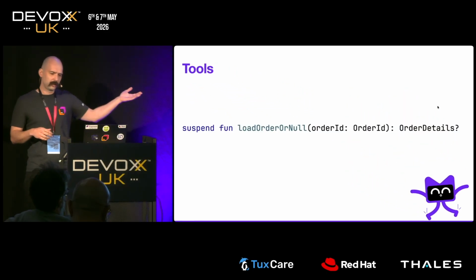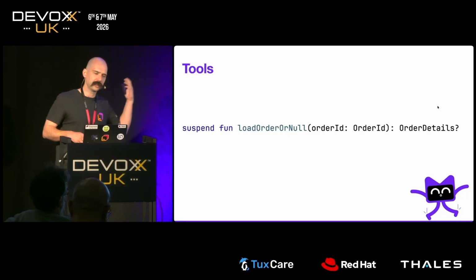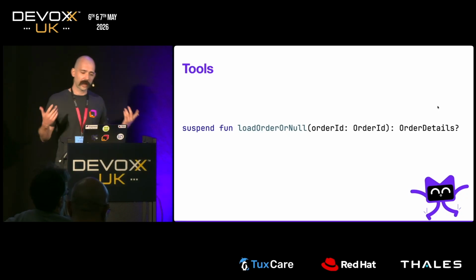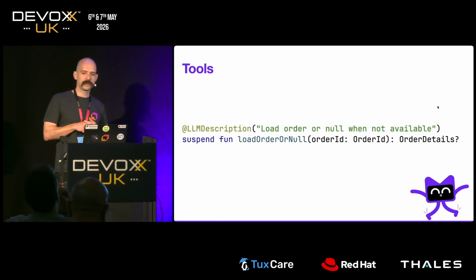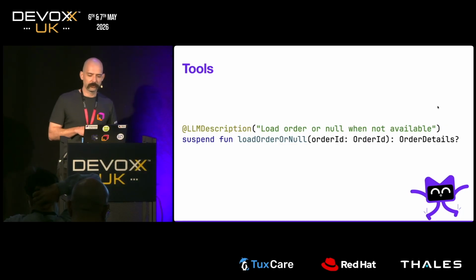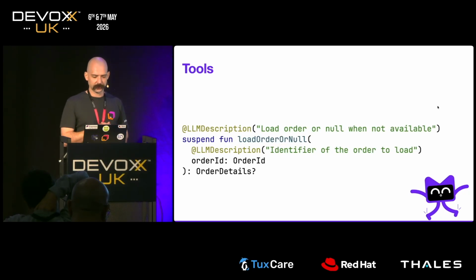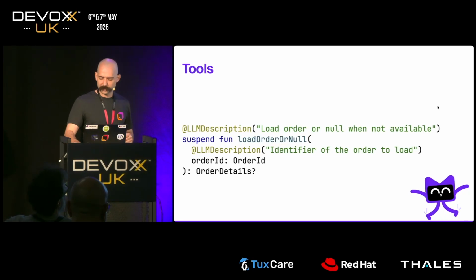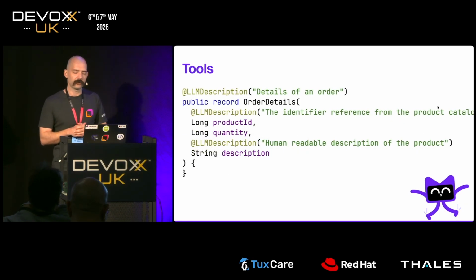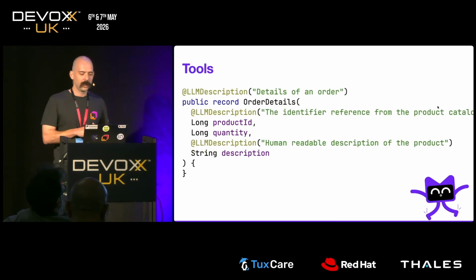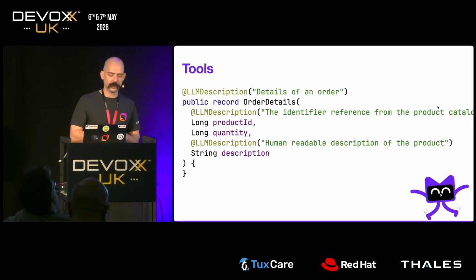So here's a simple Kotlin function, and Koog out of the box supports suspension, right? So you can easily integrate it to any async framework that's out there on the JVM. We can add descriptions specifically for the LLM onto our functions, and we can also add descriptions to the parameters of our functions. And we have this order details return type, which in my case was a Java record that I wrote some time ago. And we can also add LLM descriptions to our Java records, and these can seamlessly work together.